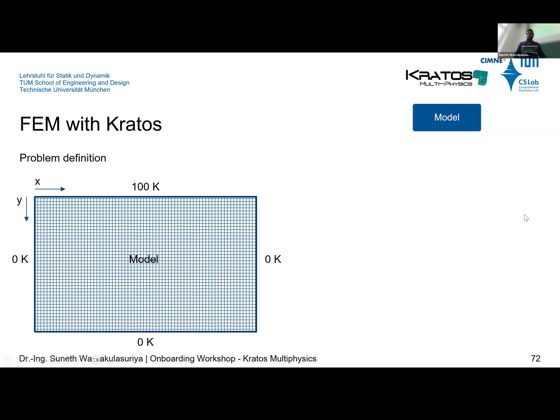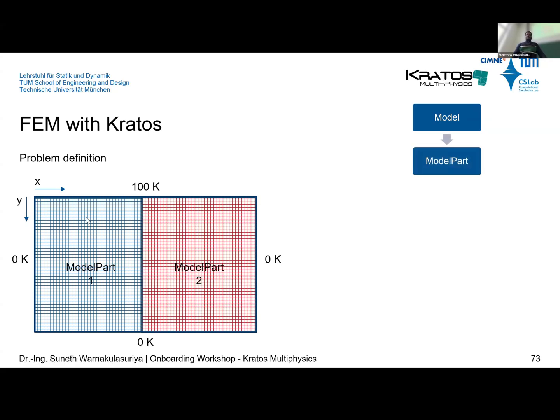So how do we do that? Let's assume that you have two different material parameters for this. One may be aluminum, the other one may be steel. Who knows? We don't care. Just an example. Then you need to have two model parts, referring to those. They are called model parts. Different domains, different model parts.